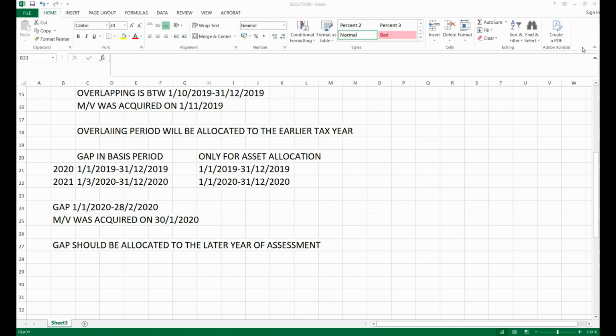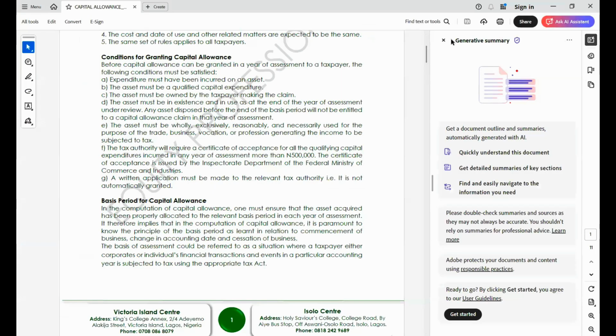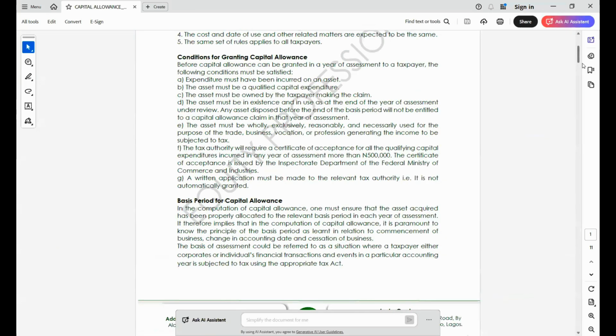So that is the one we discussed earlier. This one is when you have a gap in basis period, due to a scenario where you have the three transactions combined together. So is it clear? I hope it's clear now. Yes, sir. So any other question?